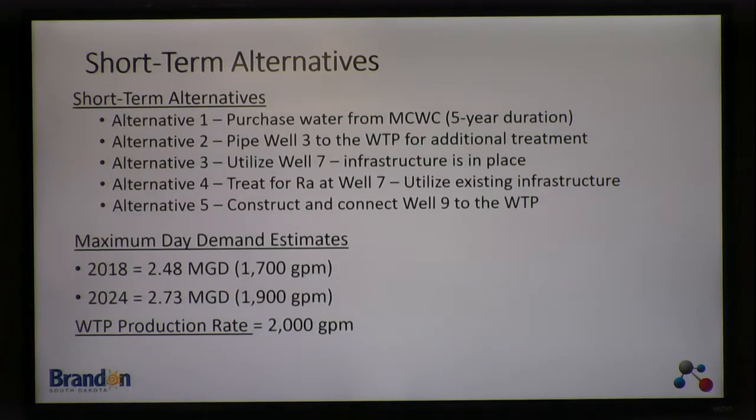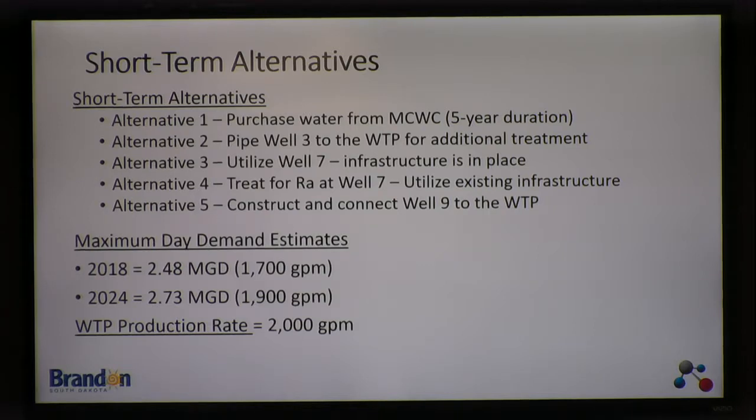So given that short-term opportunity with Minnehaha Community, the real question is, should Brandon take advantage of that? What is it, and how would it compare with other things that Brandon can do to provide that would match up with that in terms of quantity? Okay? So the first alternative here is to actually do that purchase, and we'll talk about the details of that. But there are 4 other alternatives.